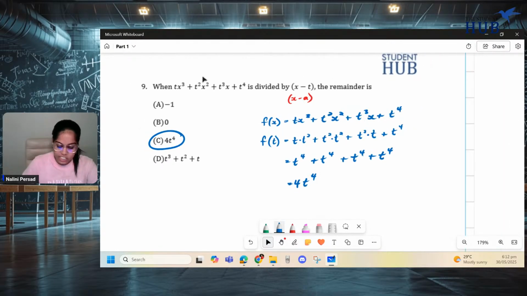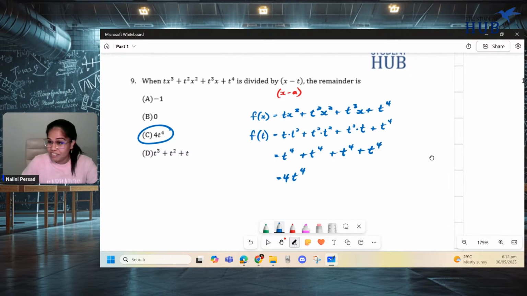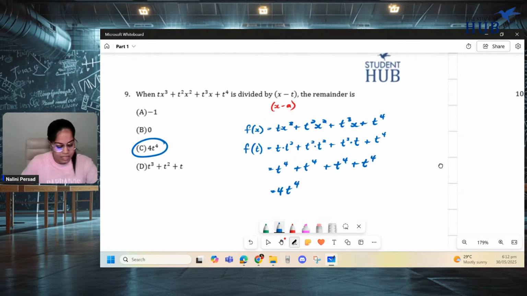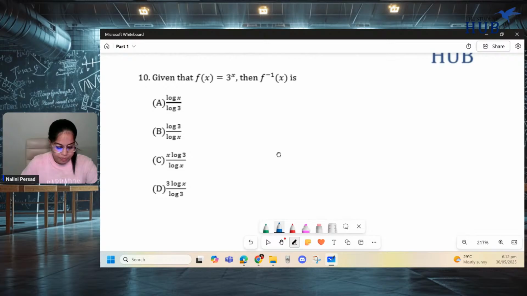Option C is correct. Right, so we're going at a very nice pace today, right? Everybody's getting more and more comfortable with the question.